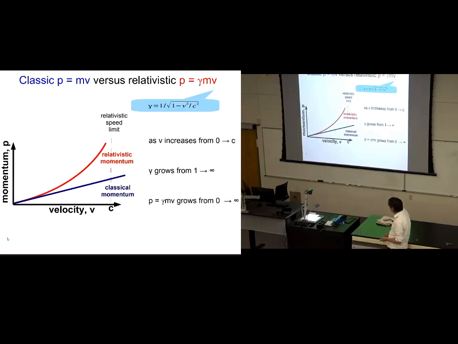Here's a picture that might help us think about what this means. So this picture, or this graph, is comparing classical momentum with relativistic momentum. And I've color-coded it. So classical momentum is in blue on the graph, it's mv, and relativistic momentum of a particle is in red on the graph, it's gamma mv. So I'm just comparing these things.